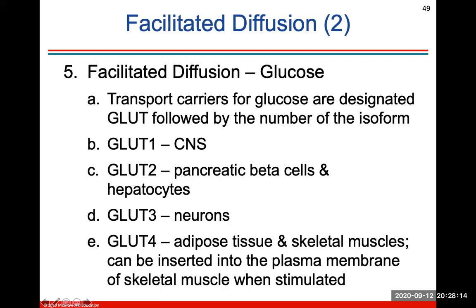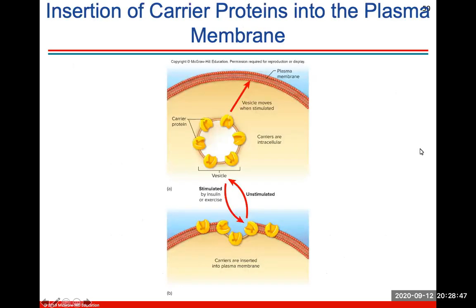So this talks about glucose. The transport carriers for glucose are designated GLUT, followed by the number of the isoform, or just the different form of that carrier. GLUT1 will be found in your central nervous system. GLUT2 is found in your pancreas. GLUT3 is found in your neurons, and GLUT4 is found in your adipose and skeletal muscle. Again, these are just different transport carriers for glucose, and they're given a different number depending on what type of isoform they are, depending on where they're found.